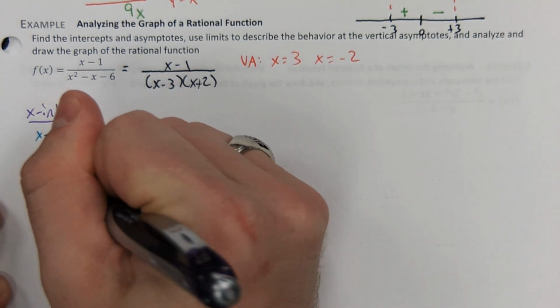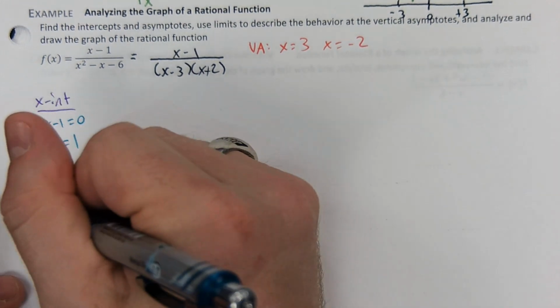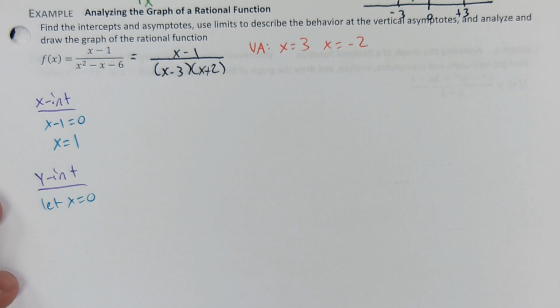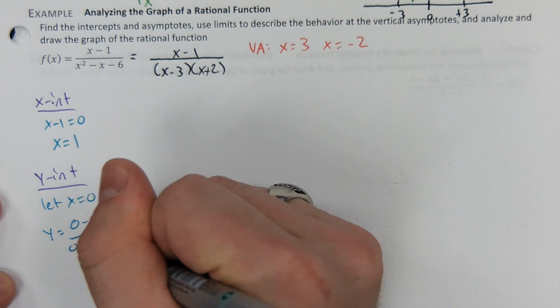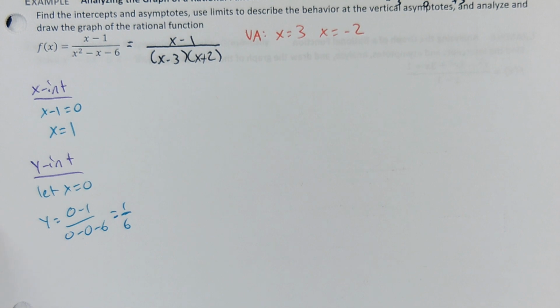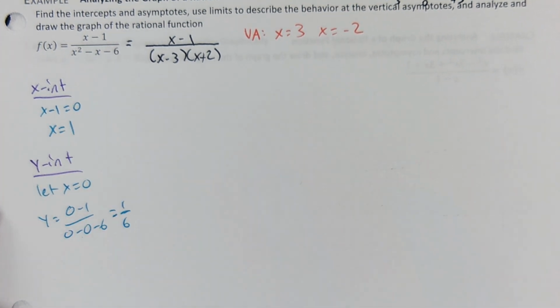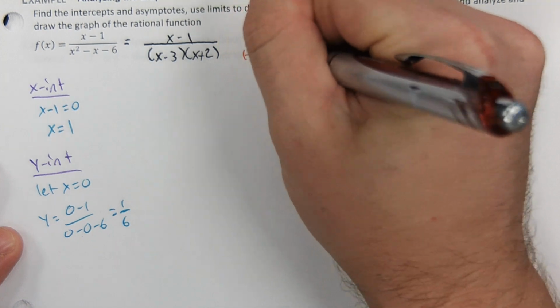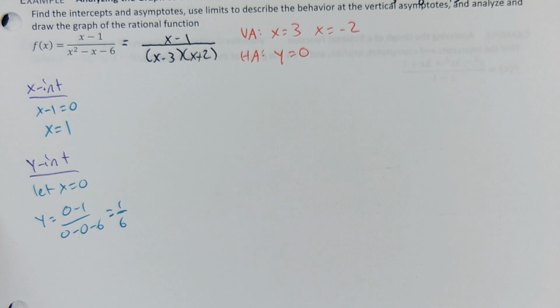The y-intercept is a number I can actually find this time because it's not the same as the x-intercept. For the y-intercept, you literally let x equal 0, and you see what you get. And you get y equals 0 minus 1 over 0 minus 0 minus 6, which is positive 1/6. All right. So I have an x-intercept at 1, and a y-intercept at 1/6. I have my two vertical asymptotes. Oh, and it's bottom heavy, so I have a horizontal asymptote at the x-axis. We're ready to rock and roll.